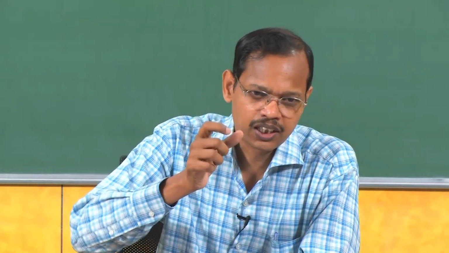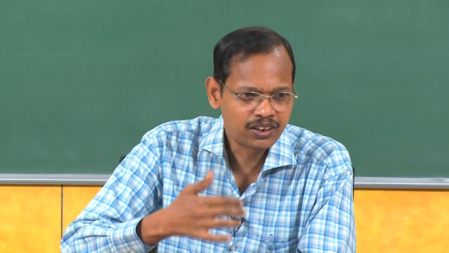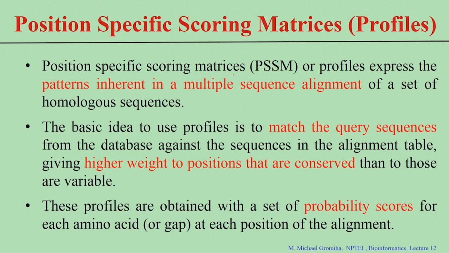How to use the alignment for conservation? Find the residues which occur at the same position in different sequences. Based on that we can calculate the conservation score and see which residues are conserved. So, here the PSSM, the position specific scoring matrices, also provides patterns which are inherent in the multiple sequence alignment of homologous sequences. How to do this, I will explain now.